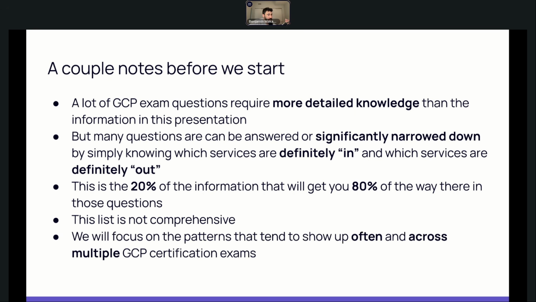It's not comprehensive, and we're going to be focused on the patterns that tend to show up often and across multiple GCP certifications. Obviously the services and the features that are included in each exam are different. The services on the professional ML engineer exam are a little bit different from those on the PCA exam, which are different from those on the data engineering exam and the ACE exam. There could be a presentation like this or even longer for each of those certifications, but I'm going to go through the patterns that tend to show up across all of them.